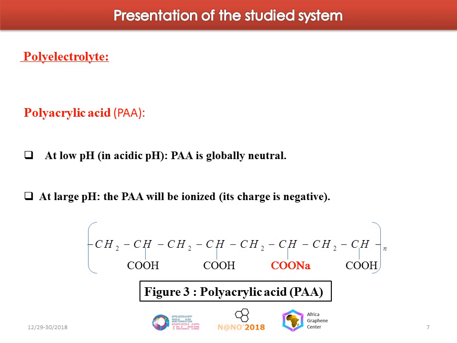And as you see in figure number 3, not all its groups are acid. There are some impurities in the form of CONa. That's why we studied the purity of this polymer to calculate the ionization rate of polyacrylic acid.